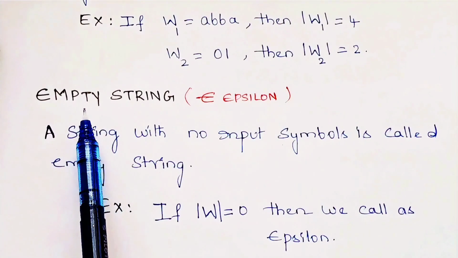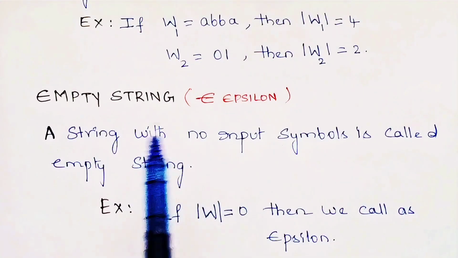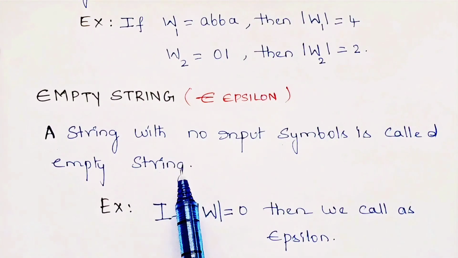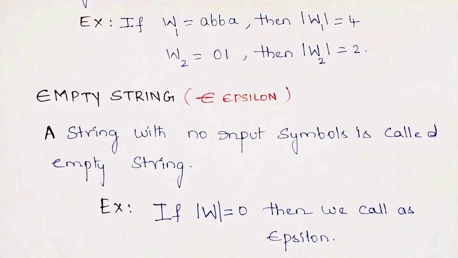Now let's discuss the empty string. It is denoted with the symbol epsilon. The empty string is defined as the string with no input symbols, or simply 0 symbols. If any input string contains no input symbols, then we call it epsilon. It is indicated by modulus of w is equal to 0. It means that the string w contains no input symbols.